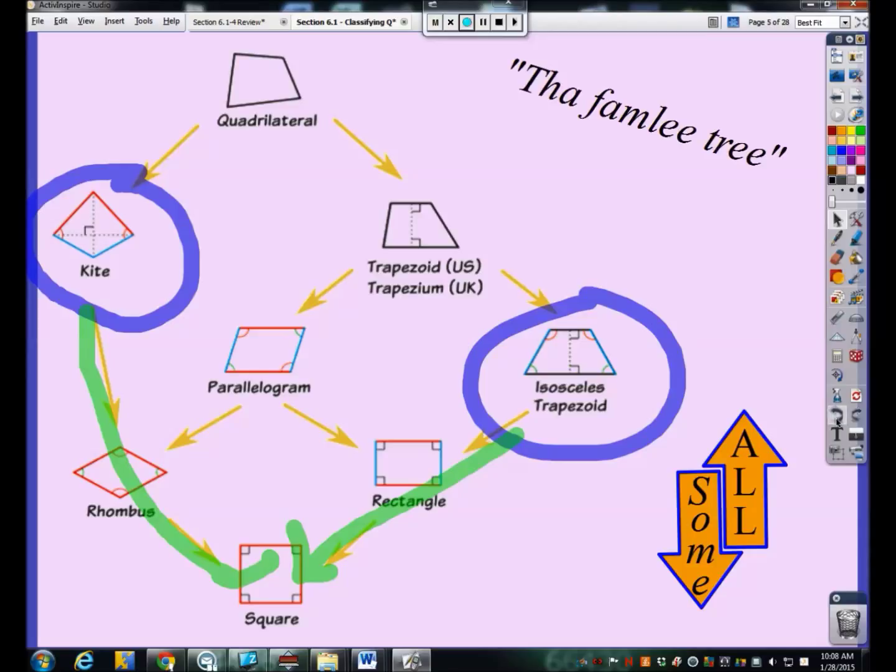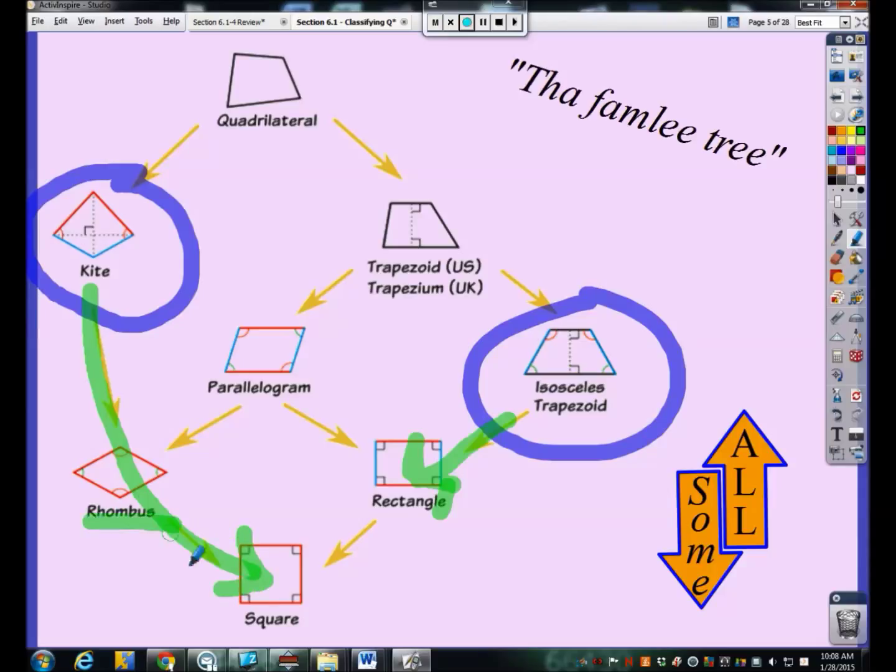Could kites be isosceles trapezoids when they are rectangles? Well, isosceles trapezoids flow downward into a rectangle, but is there any way that we can flow downward from a kite to get to a rectangle? And there's no possible way. The only things that kites trickle down into are rhombuses and squares.